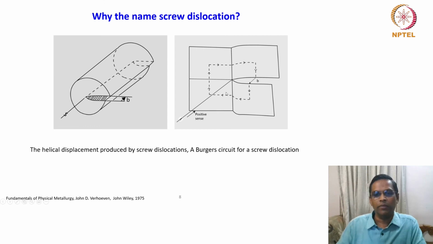Similarly, what is this arrow around this? This is called the Burgers circuit. How do we do that? We will see in a minute. We do it in a clockwise direction, so it is a positive sense, and we can also do it anti-clockwise, then it will be a negative sense. So this is called the Burgers circuit.